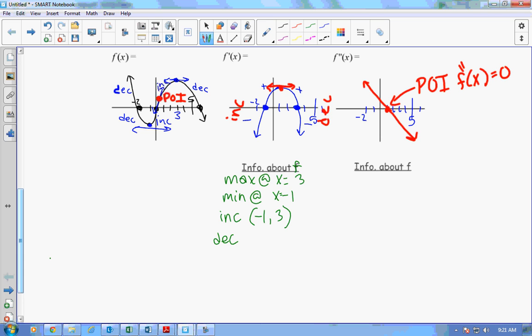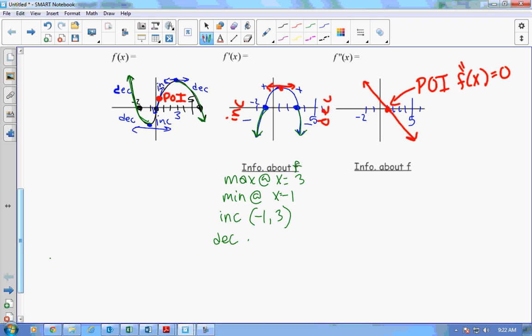From the original function, where is this function decreasing? So you can look at 2 places. It's decreasing from there to there, from here to here. You can also look at the derivative because it's when the derivative is negative. Okay, so I should hear 2 intervals. So from here to here, what are those x values? Which is the same as from here to here. What are those x values?